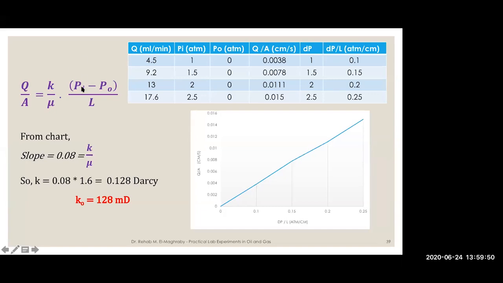Okay, so because here, if you convert this from gauge to absolute, and you convert this from gauge to absolute, they will cancel. So the difference between the absolute pressures and the difference between the gauge pressures is the same. Okay, so for this you can work fine using gauge pressure for liquid permeability.